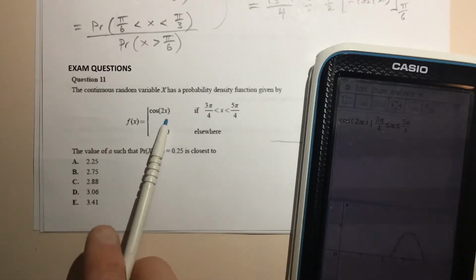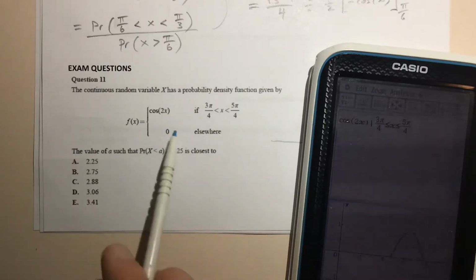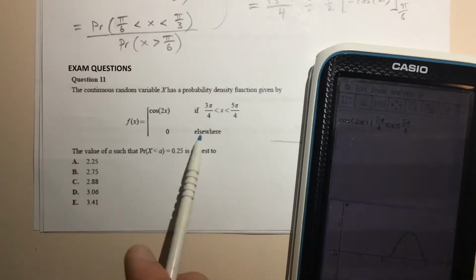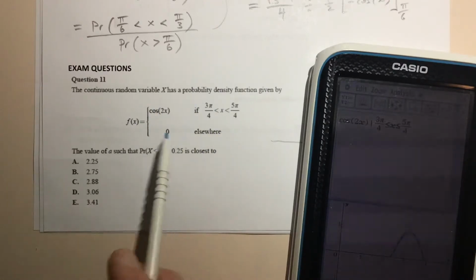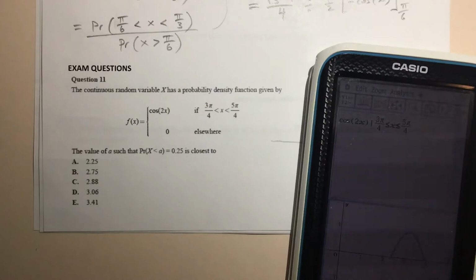f of x equals cos of 2x over this domain here, or it equals 0 elsewhere. Remember, that's just showing us that other than this part, this is where all the area under the function will exist. Everything else is just like a horizontal line on the x-axis with no area underneath it.